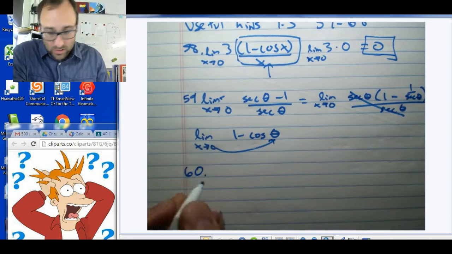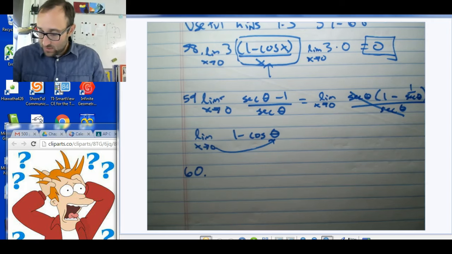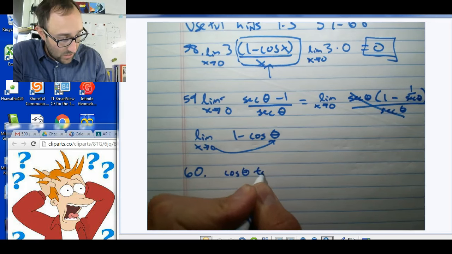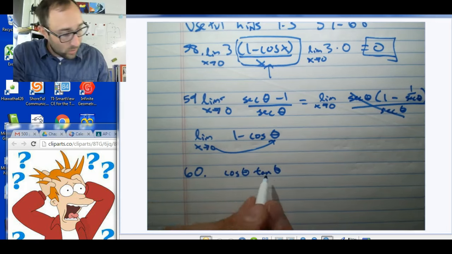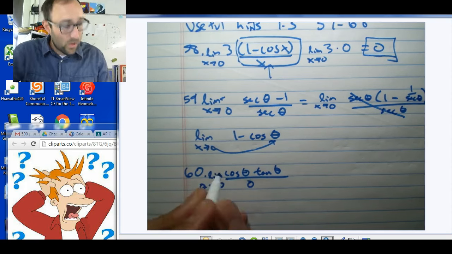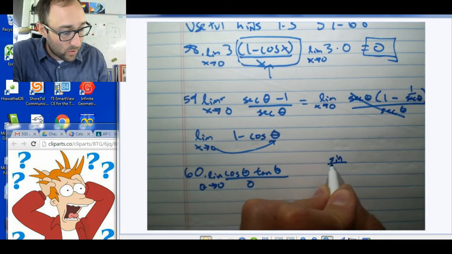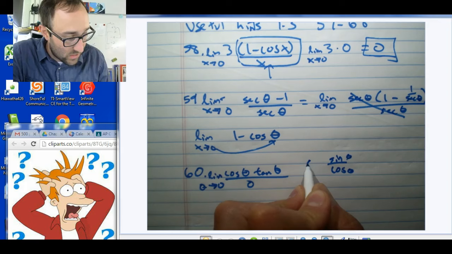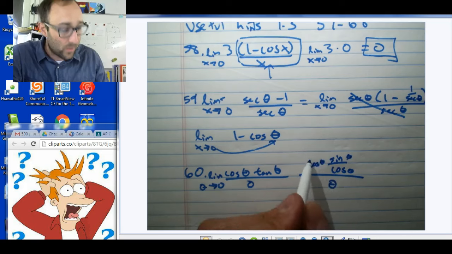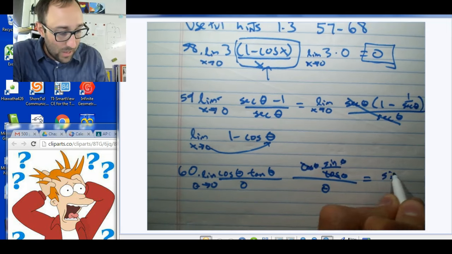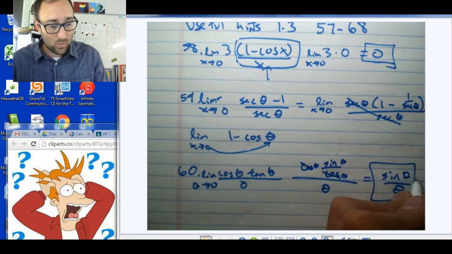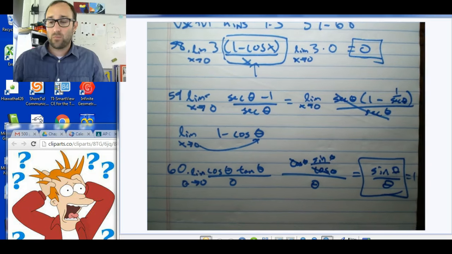Now, if we go on to number 60, it says cosine theta, tan theta, all over theta. So we say the limit as theta approaches 0. I'm going to rewrite tan theta as sine theta over cosine theta, so we have this times cosine theta all over theta. So I just redid the tangent theta. Cosine, cosine cancel out, and we're left with sine theta over theta. And that is another one of those special things on page 62 that equals 1. So there you go for number 60.